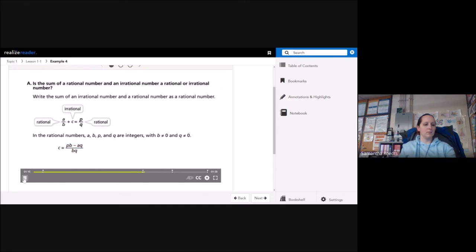Therefore, (p times b minus a times q) divided by (b times q) is a rational number. This is equal to c. But from the given statement, c is an irrational number. But this is a false statement. A number cannot be both rational and irrational.